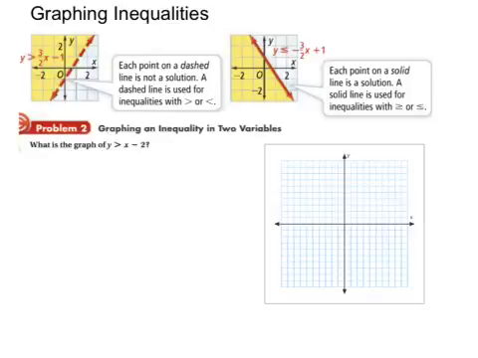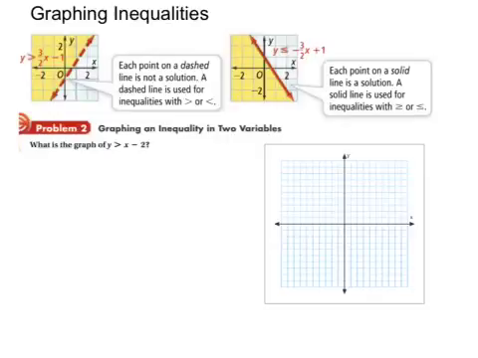In problem 2, we're going to be graphing inequalities in two variables. The two examples that they give are y greater than 3 over 2x minus 1. It's important to note that each point on a dashed line is not a solution, and a dashed line is used for inequalities with greater than or less than.